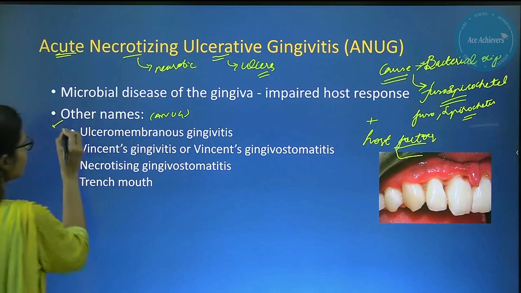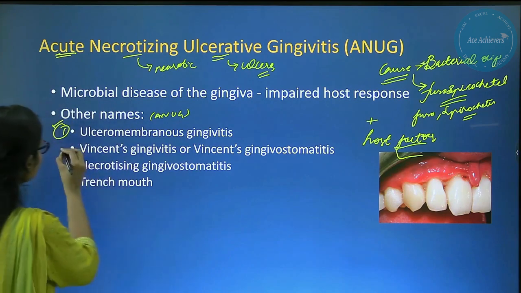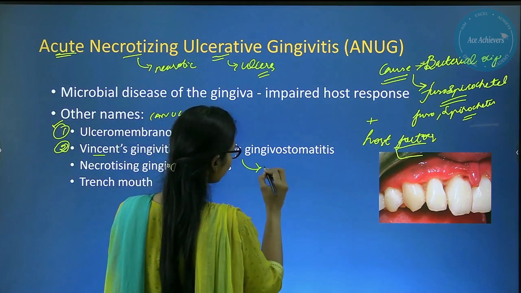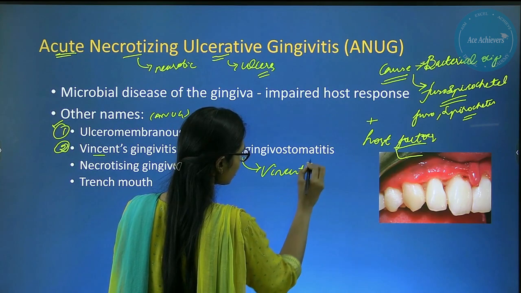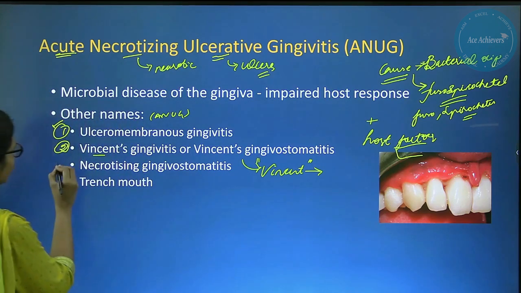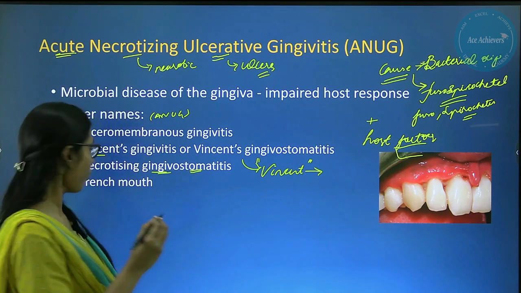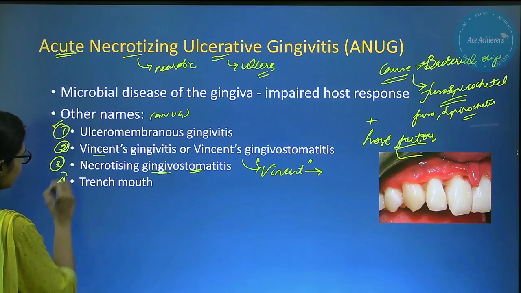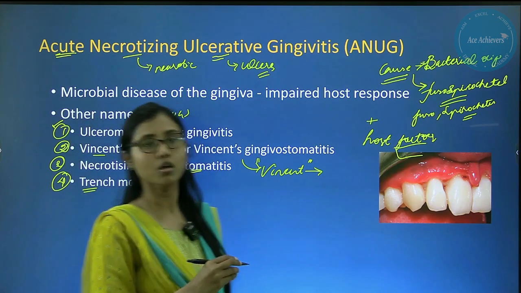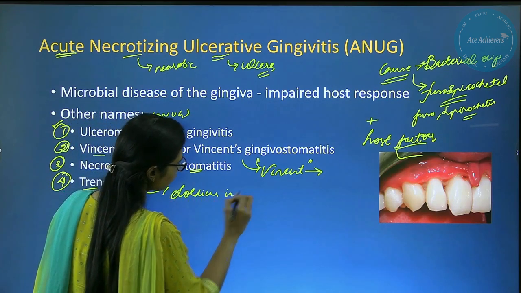We have some other names for acute necrotizing ulcerative gingivitis. It is also called ulceromembranous gingivitis because of the formation of pseudomembranous slough. It is also called Vincent's gingivitis, after the histological significance of the French physician Vincent, who gave a deep understanding of this condition. It is also called necrotizing gingivostomatitis because it involves the underlying alveolar bone. And it is also called trench mouth, because it was more prevalent in soldiers during World War I.